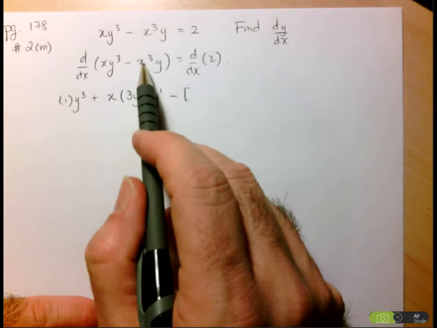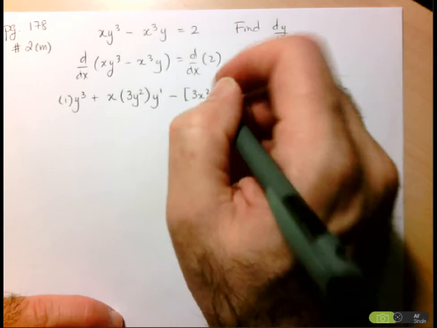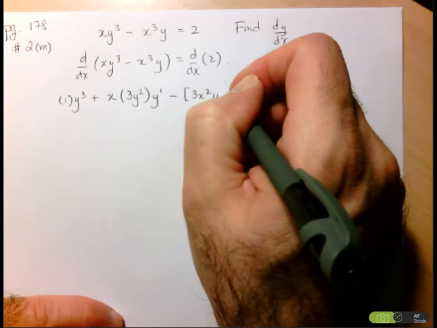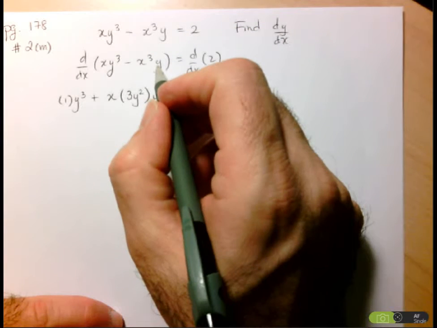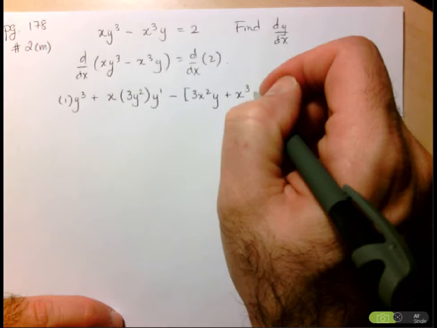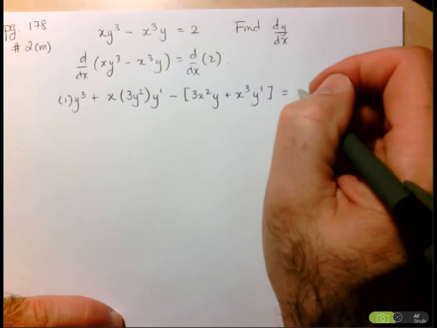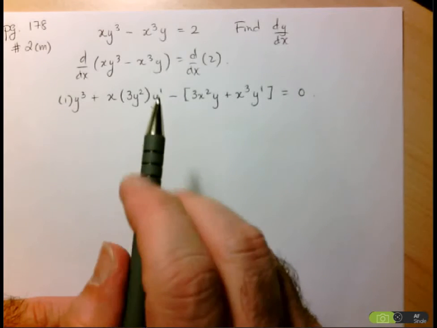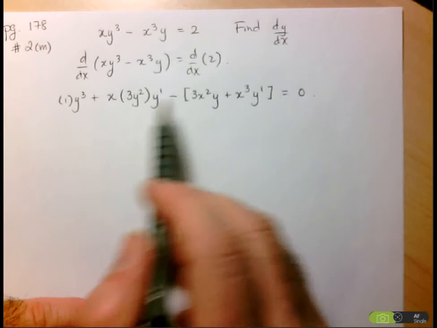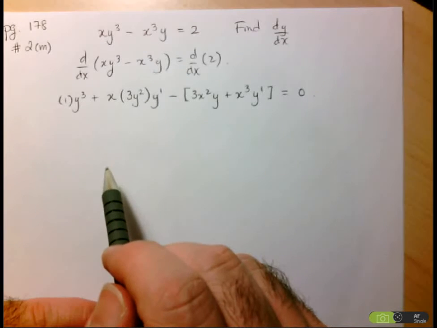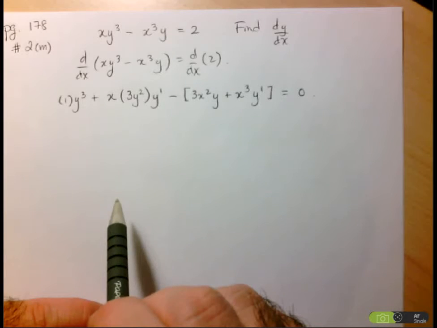So again, I'm going to use the product rule. So derivative of the first is 3x squared, okay, times the second function, which is y, and then plus the first function, x cubed, times the derivative of the second function, but that's just dy dx, which I will write as y prime. Okay, and then equals derivative of 2 is 0. Okay, so step 1 is to take the derivative of both sides of the equation and apply whatever derivative rules I need to do that. In this case here, I needed the product rule twice, and I needed the chain rule for y cubed.